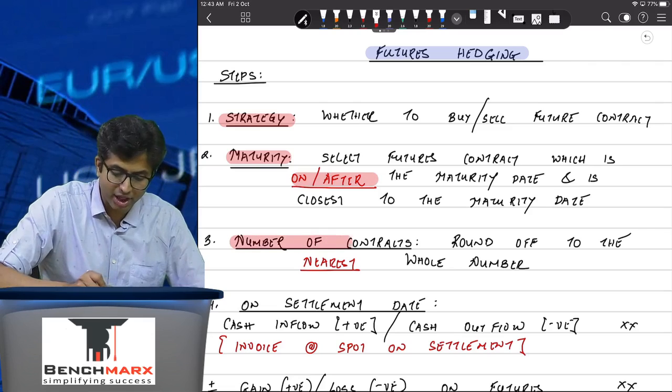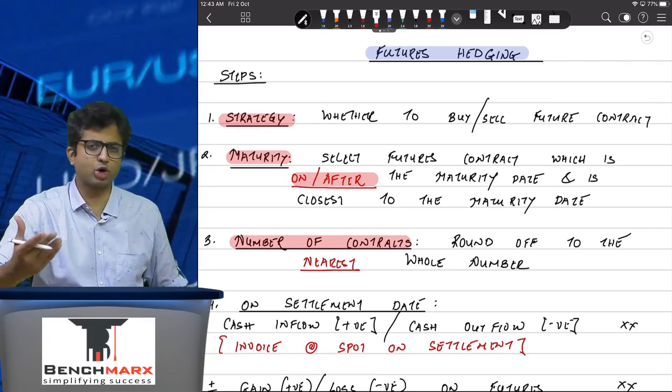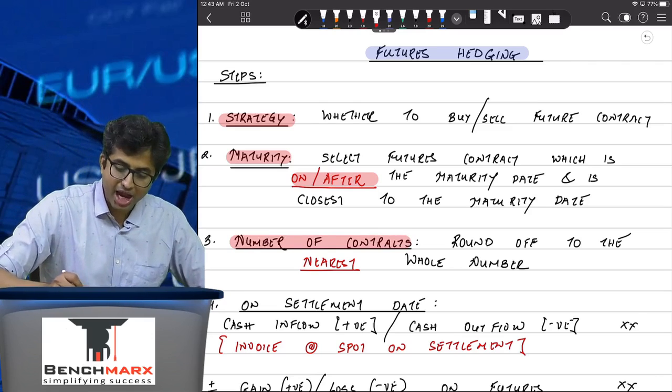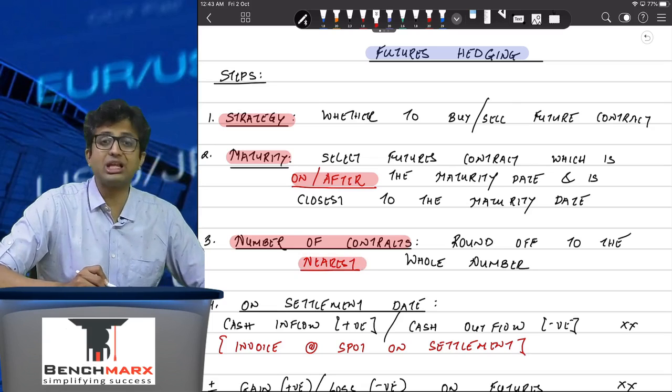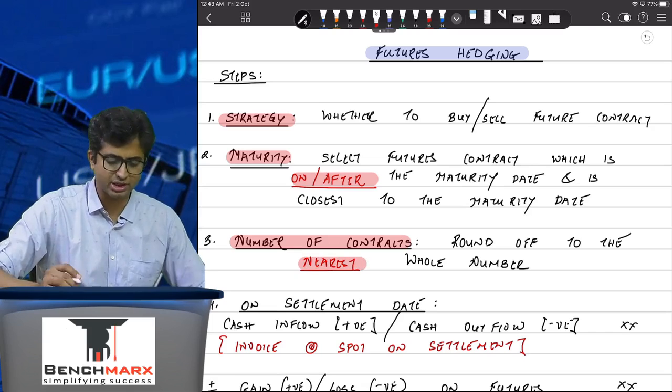The number of contracts, well, you will divide the invoice value by the contract size or the lot size that is there. And if it is not matching, then you will take it to the nearest number. It can be higher or lower. Generally, you will take it to the nearest whole number.